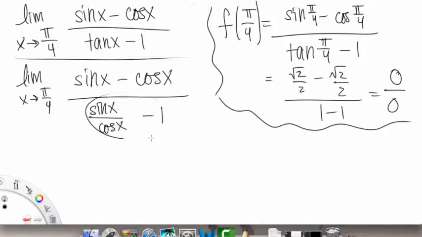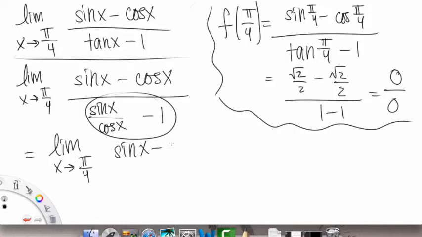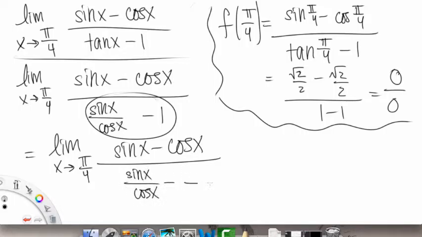So what I'm going to do now is focus on the bottom and try to get that common denominator and see where that goes. So limit as x approaches pi over 4 of sine x minus cosine x, just leave the top the same for now. And then over, we have our sine x over cosine x minus, and to get that common denominator, we just multiply 1 times cosine x on both top and bottom.